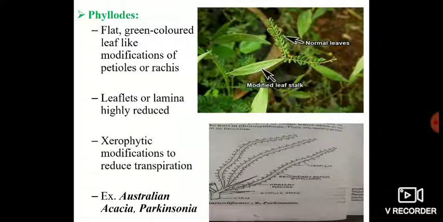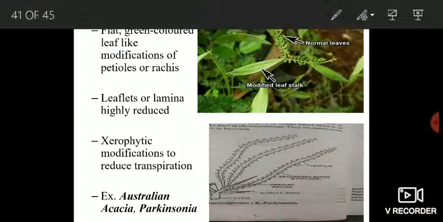Then the second type is phyllodes. Phyllodes are flat, green colored leaf-like modifications of petioles or rachis. Okay, so the structure that you are seeing here in the image, this is not the leaf, but this is the rachis of a plant. In these plants the main lamina or the leaflets are highly reduced, and this is a type of xerophytic adaptation, which helps the plant to reduce transpiration.